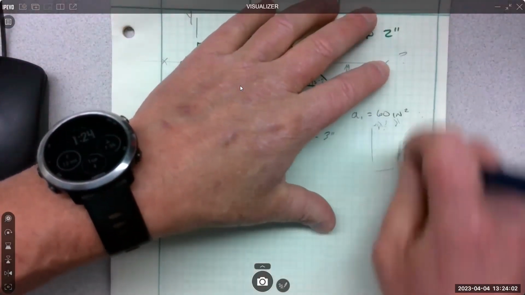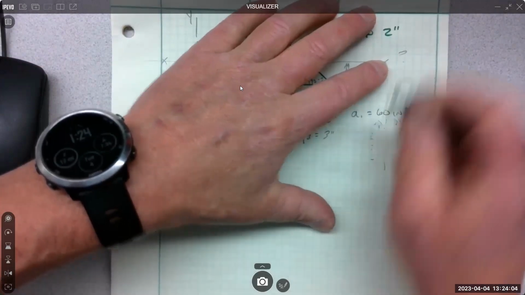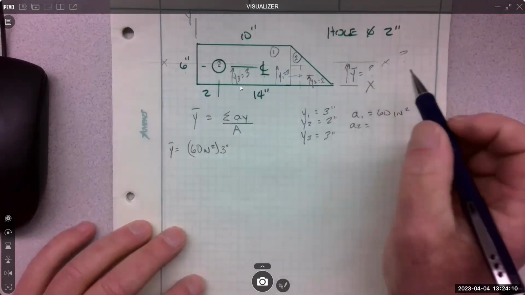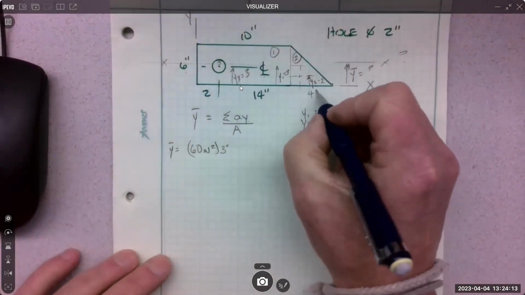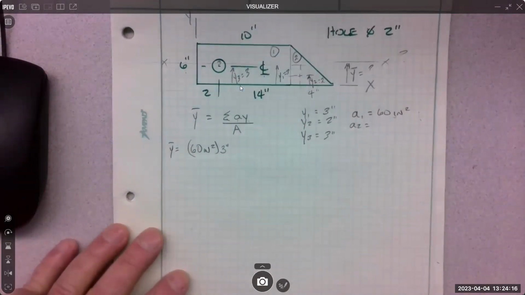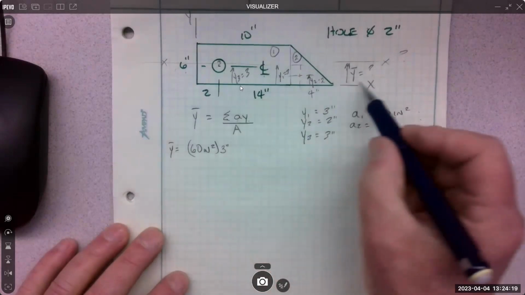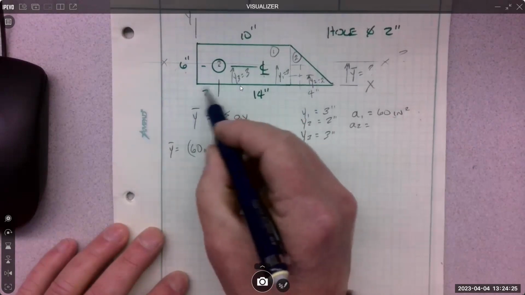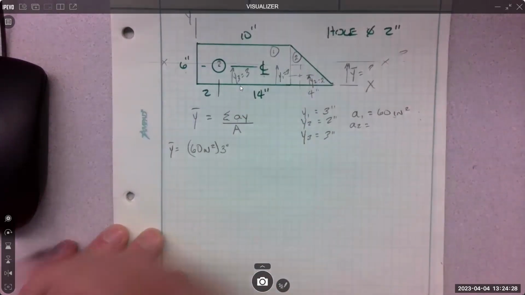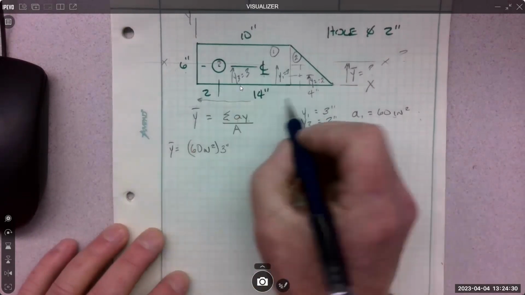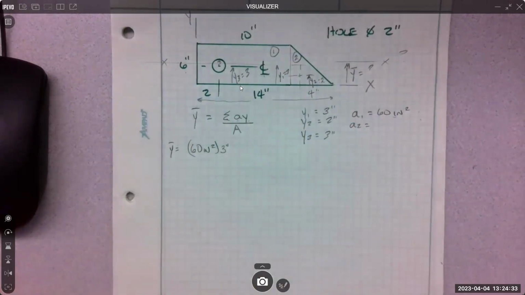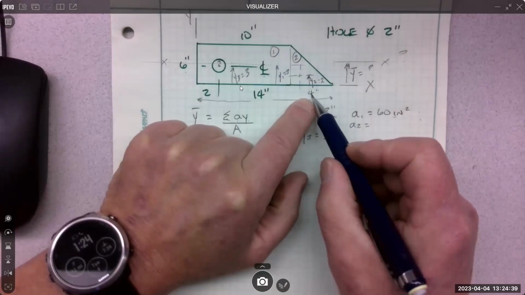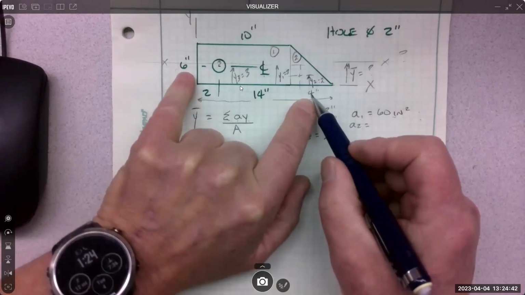What is area 2? Yep. Area 2 is 1/2 the base, and the base looks like it's what? 4 inches. Is that right? This is 10, and this whole thing is 14. Yeah, the whole thing is 14. Sorry about that. This is 2. Yeah, sorry, 14 is all the way out. So 1/2 of the base is 2, half of 4, 2 times the height is 6. So this is 12.